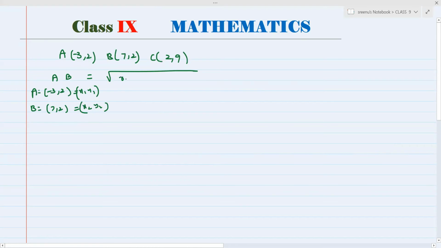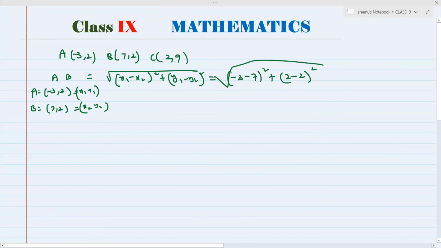Formula: under root x1 minus x2 whole square, like this. So x1 is minus 3, x2 is 7, y1 is 2, y2 is 2. This is minus 10 and 0. Minus 10 squared is 100. Root 100 value is 10. AB is 10.